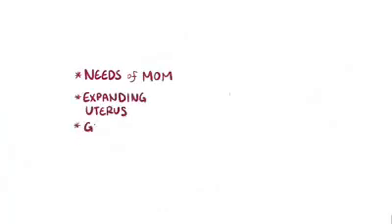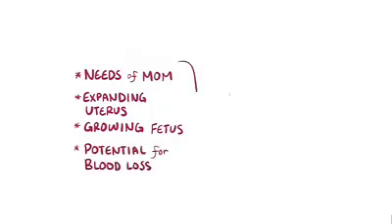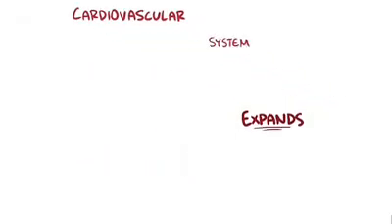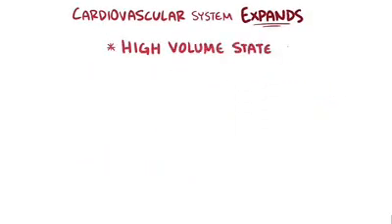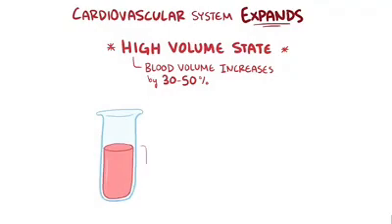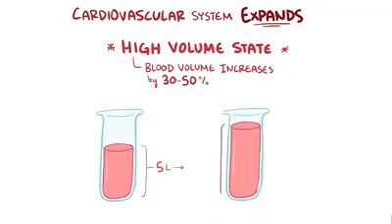To accommodate the needs of mom, an enlarging uterus and a growing fetus, as well as having some reserve for the blood loss that happens during delivery, the cardiovascular system has to expand. Pregnancy is called a high-volume state because the circulating blood volume increases by 30 to 50%, which means that an average woman will go from having 5 liters of blood to about 7.5 liters of blood by the 3rd trimester.